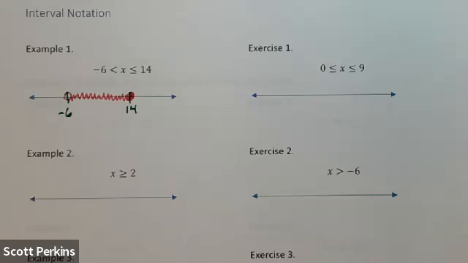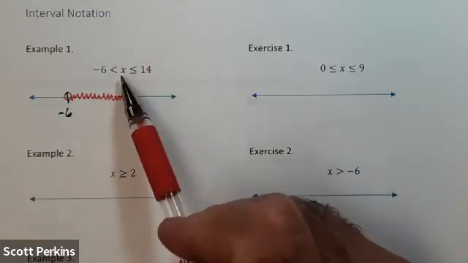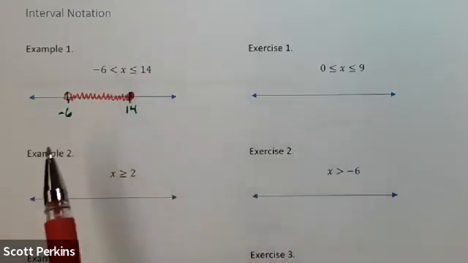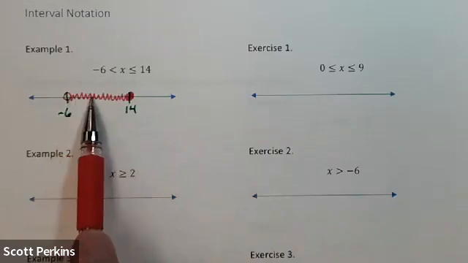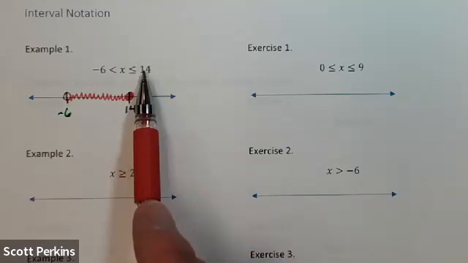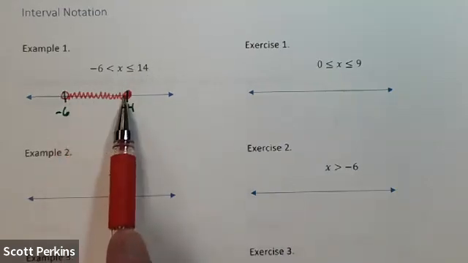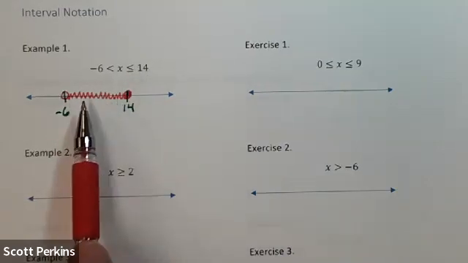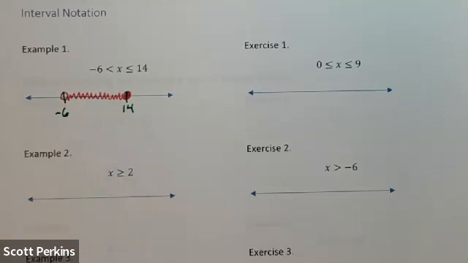I shaded in the middle because this says that x is greater than -6. So greater than -6 is everything to the right. But at the same time, it has to be less than or equal to 14. So that's what tells me to stop here at 14. So yes, that's why I shaded between the two. Yep, great observation.